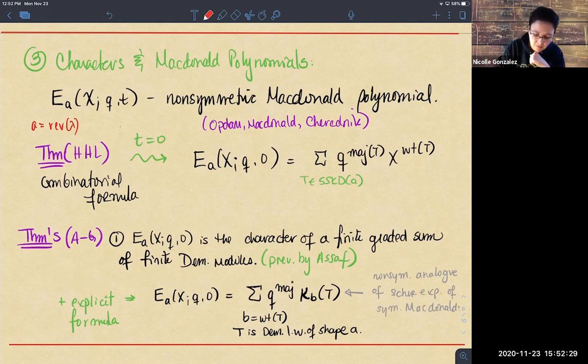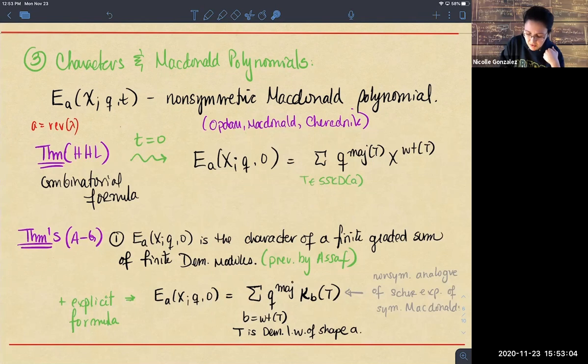However, in a really remarkable result due to Haglund, Haiman, and Loehr, they came up with a combinatorial formula for these polynomials in variables x1 through x infinity, with parameters q and t. They came up with a combinatorial formula for all three variables, beautiful, in terms of fillings of boxes, just like we were dealing with before. Now, I'm not going to give you the full formula. I'm just going to give you the formula when you specialize t equal to 0, because that's the case we care about here in this talk.